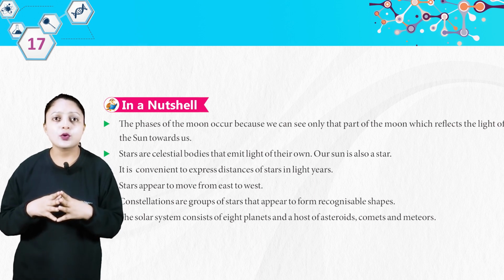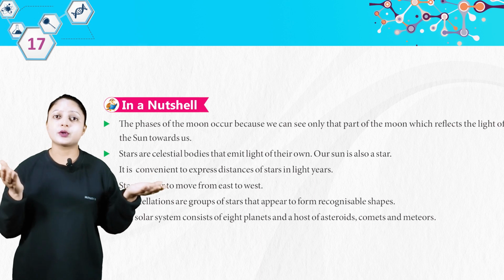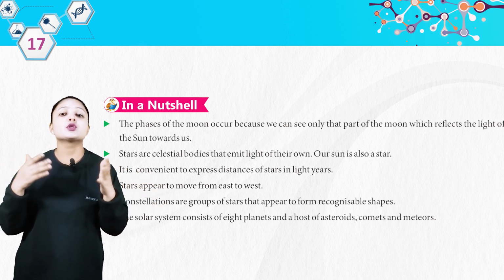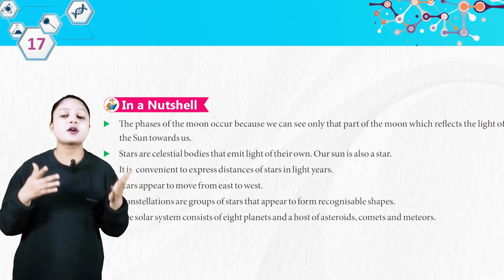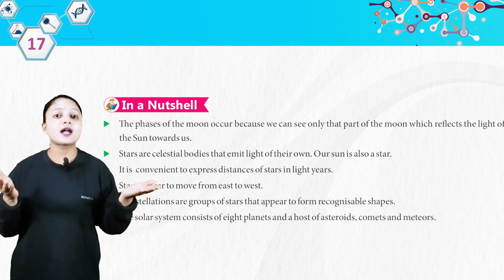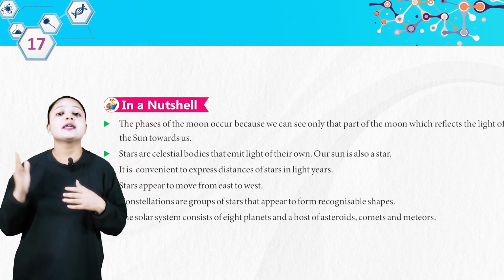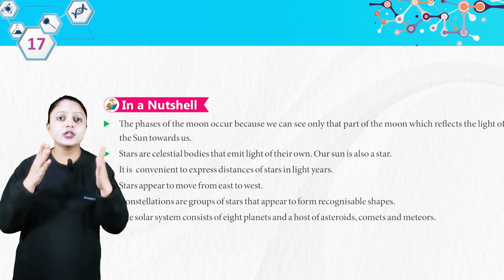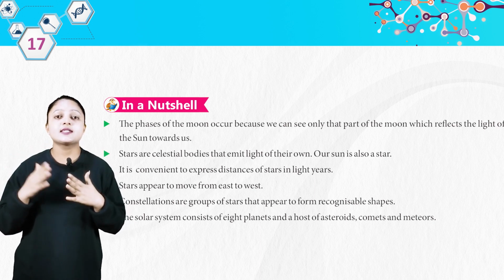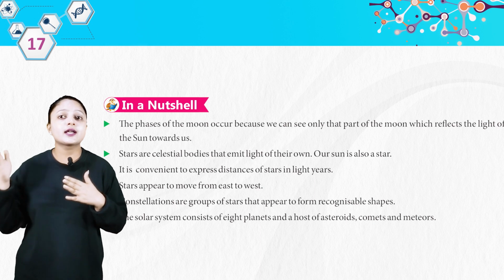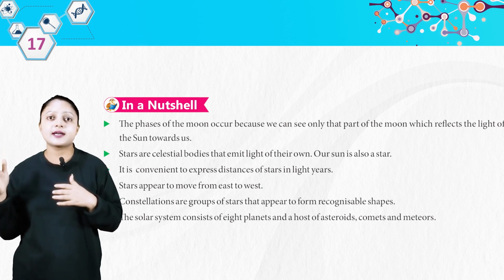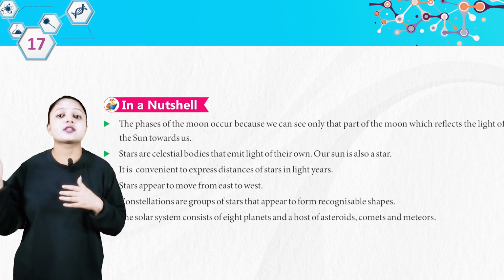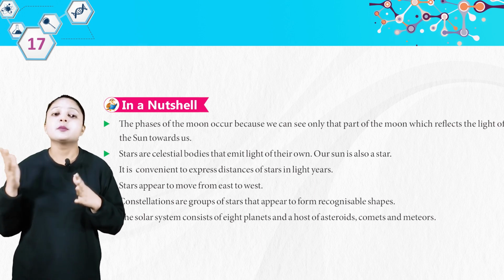Stars are celestial bodies that emit light of their own. Our sun is also a star. It is convenient to express distances of stars in light years. Stars appear to move from east to west. Constellations are groups of stars that appear to form recognizable shapes. The solar system consists of 8 planets and a host of asteroids, comets and meteors.